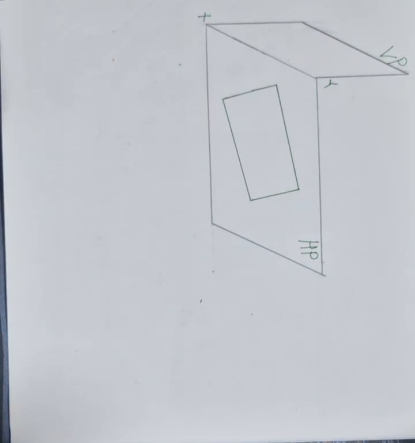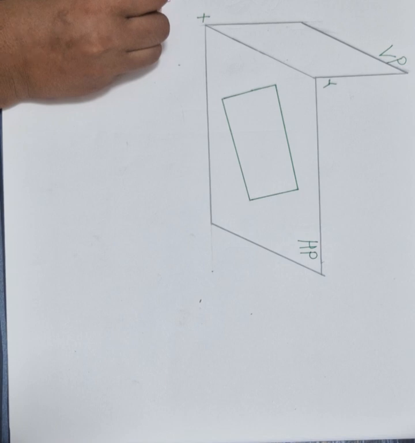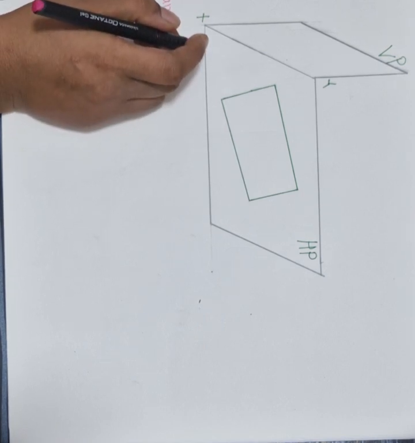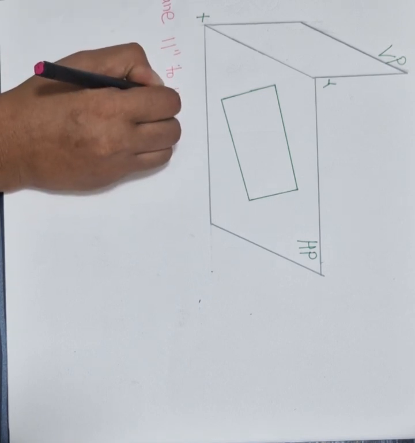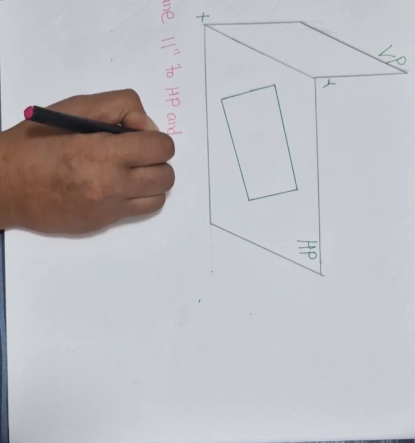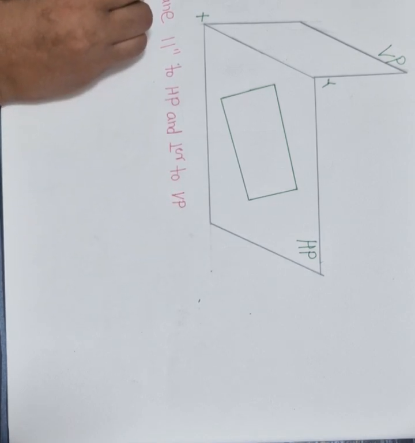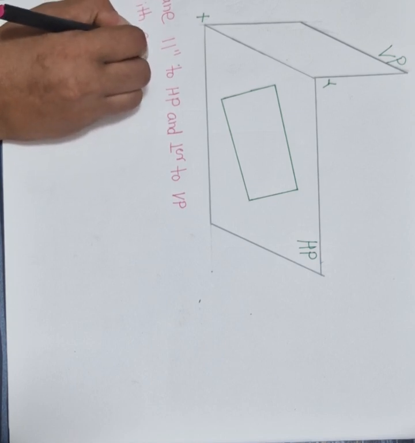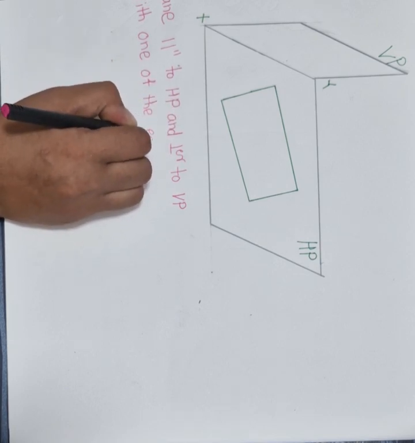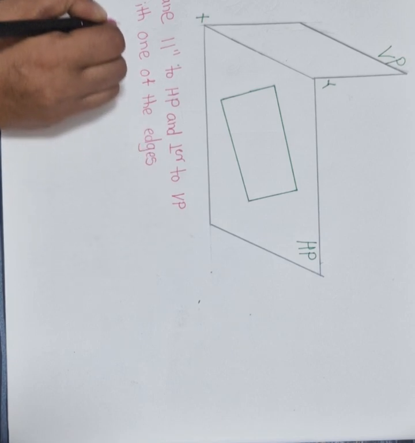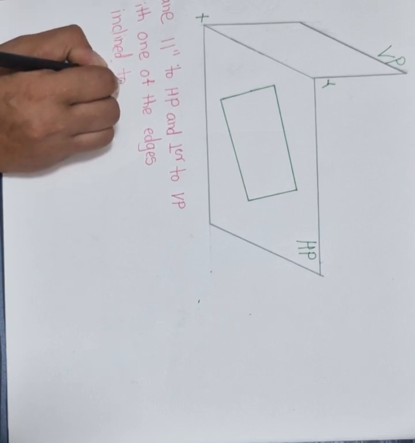So here we have considered a plane parallel to the HP and perpendicular to VP, with one of the edges inclined to VP.